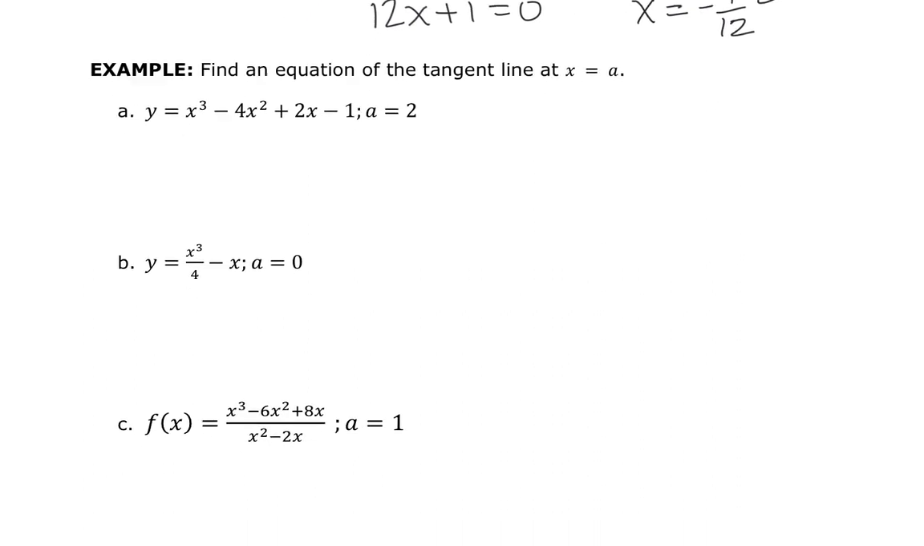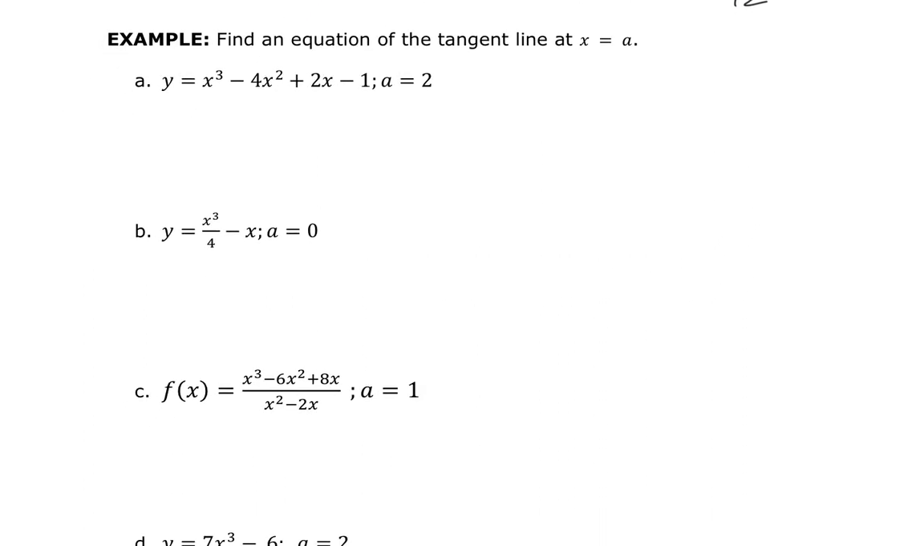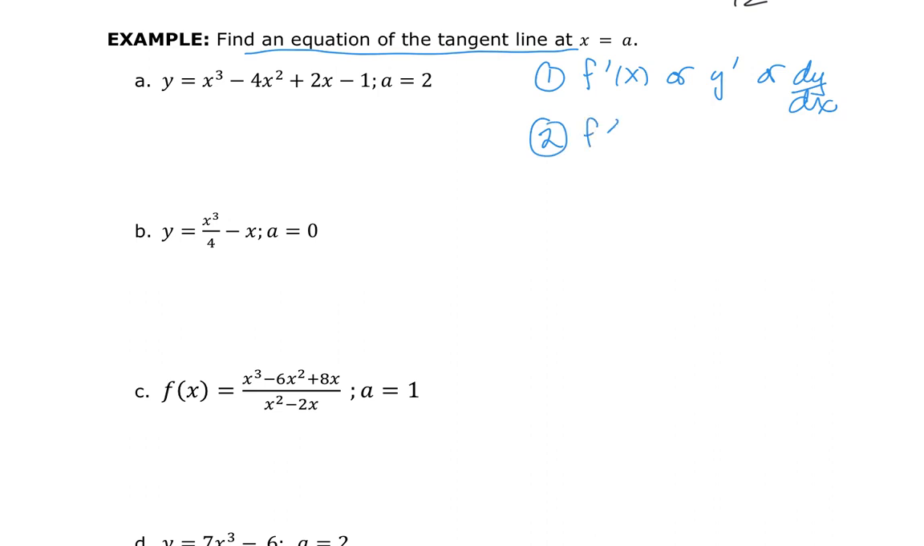For this next example, what they're asking us to do is find the equation of the tangent line at x is equal to a. What does that mean? Find the equation of the tangent line. Well, the first thing you're going to do is find the derivative, f prime of x, or y prime, or dy/dx, or however you want to note it. Then the second thing you're going to do is set the derivative equal to 0 to find, oh no, you don't even have to do that. Why was I doing that?